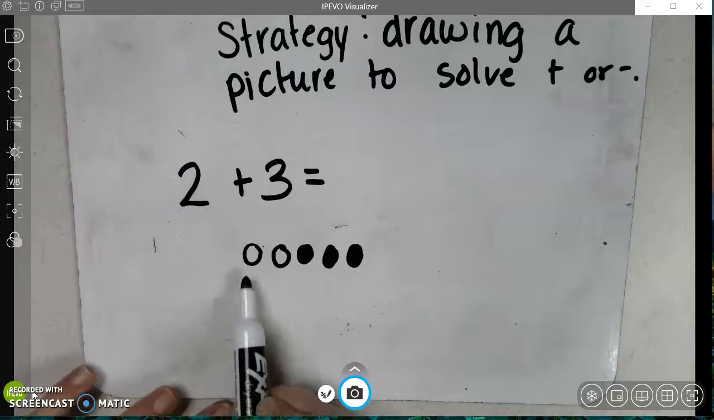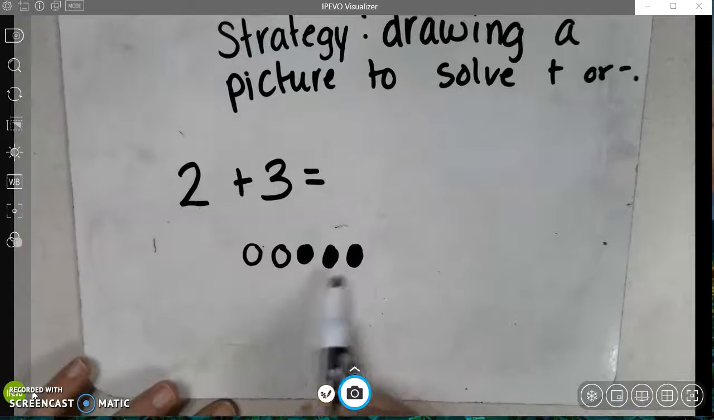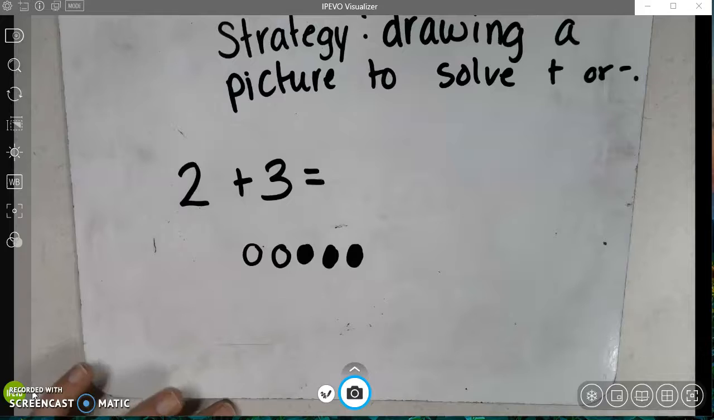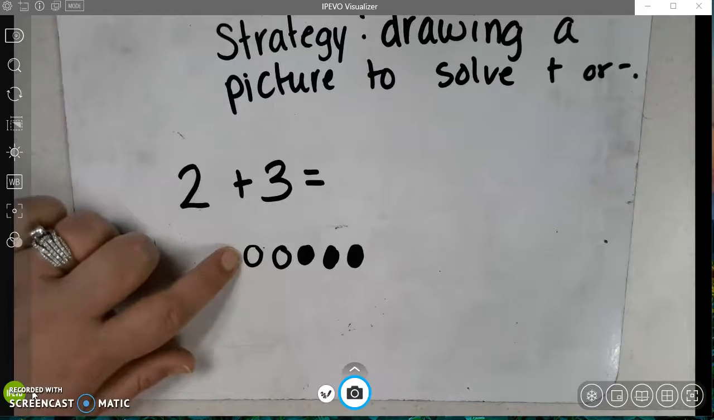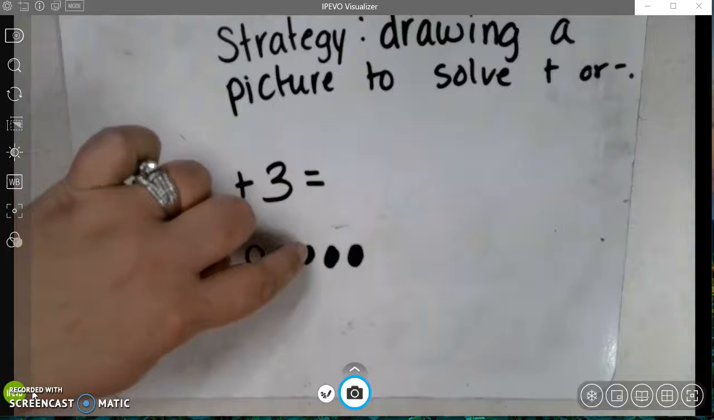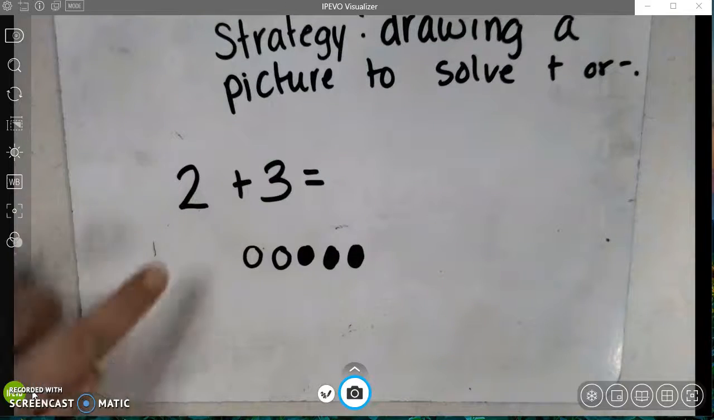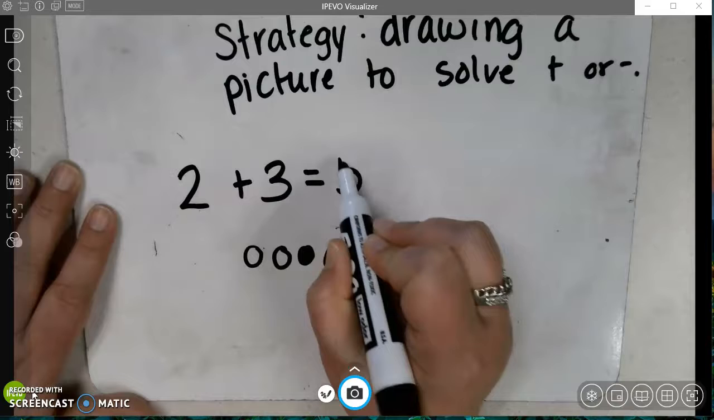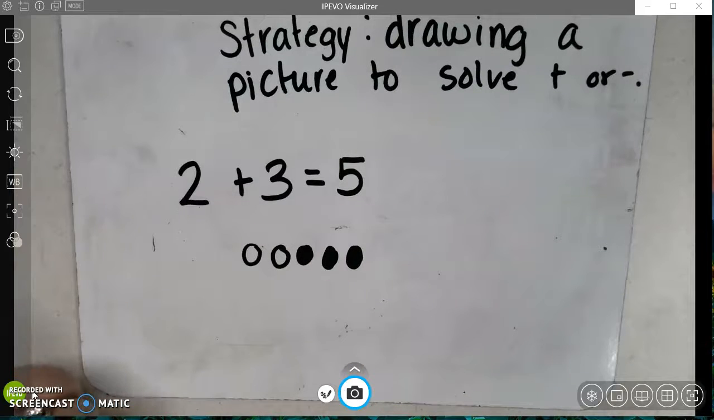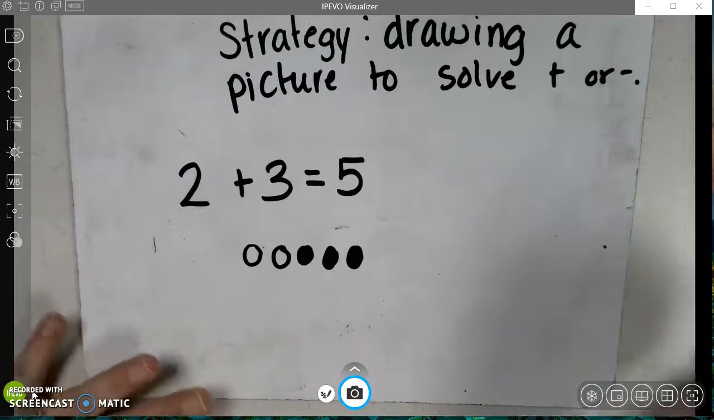All right, so I see that I have 2 and 3. 2 plus 3 equals, and to figure out what it equals, we just have to count these up. 1, 2, 3, 4, 5. 2 plus 3 equals 5. Great job. Let's do another one.